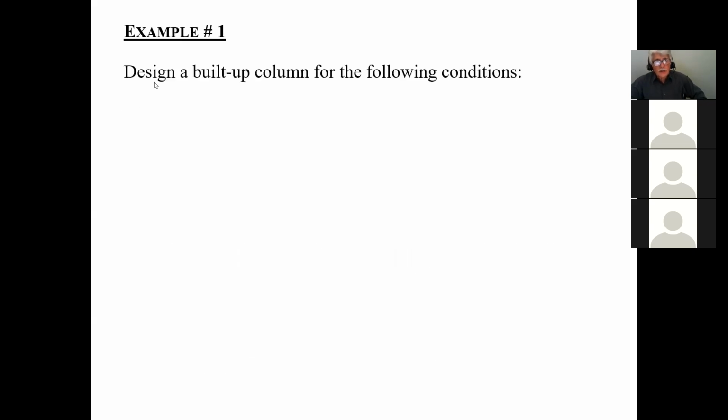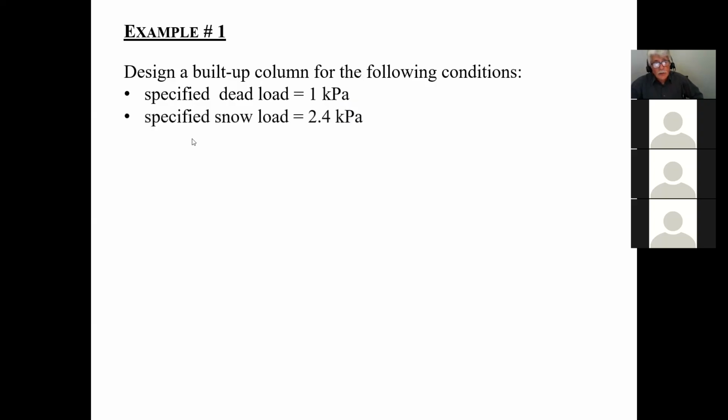Now, design a built-up column for the following conditions. Okay, so specified dead load, 1 kPa. Specified live load, 2.4 kPa. Tributary area, 9 square meters. Okay, guys, look, just so that you guys can appreciate how simple it is, okay?